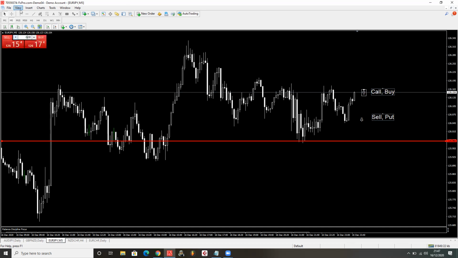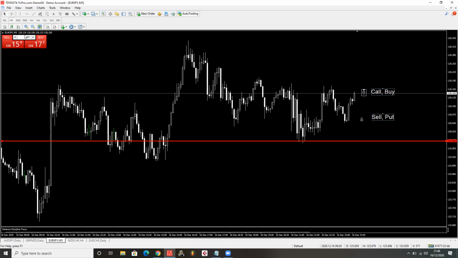If I use 0.10, I make £1 a pip or $1 a pip if it moves up or down. And if I put 0.01 here, I make 10 cents a pip if it goes up or 10 pence a pip if it goes down. You understand?